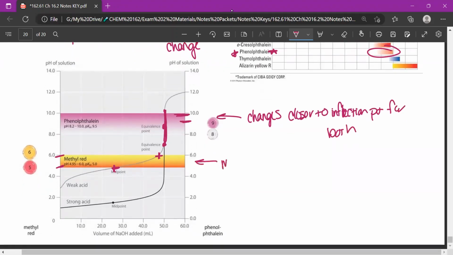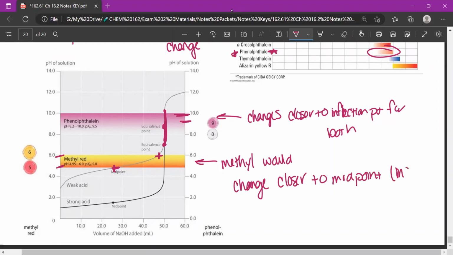Okay, methyl red, bad. Methyl red would change closer to the midpoint instead of the inflection points. And it would require you to be a lot more specific for your weak acids. Okay, so phenolphthalein just makes it a heck of a lot easier. You want something that changes after because that's where you're going to have a nice, great spike. And you want a drastic color change. So that's kind of how we choose our indicators.